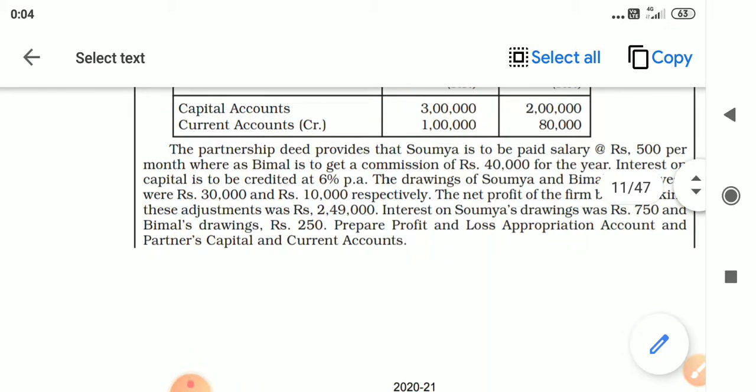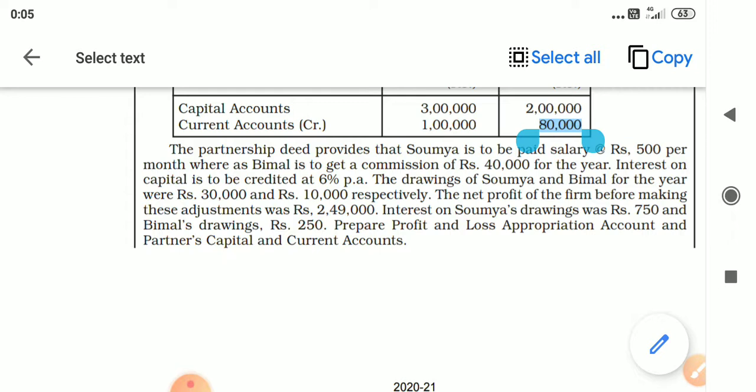Now you have to open partners current account. On the credit side, 1,80,000 will appear. Then whatever you wrote on the debit side of P&L appropriation account, all those items will be transferred to partners current account credit side. It is X method, cross method. So what did you write on the debit side of P&L appropriation account? We wrote interest on capital, we wrote salary, we wrote commission, we wrote profit. So all these 4 items will be transferred to the credit side of partners current account.